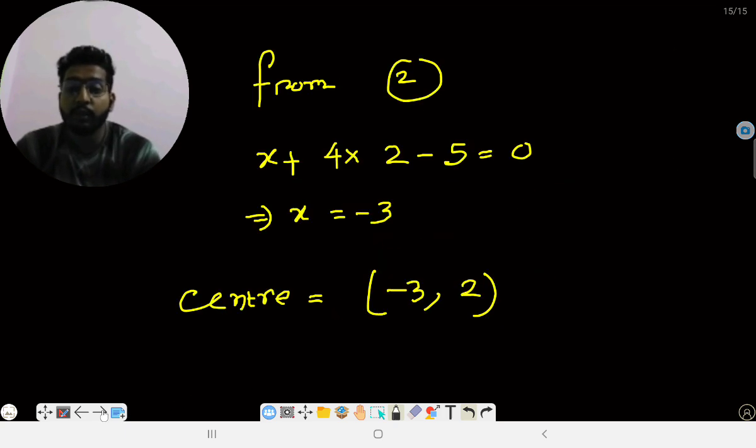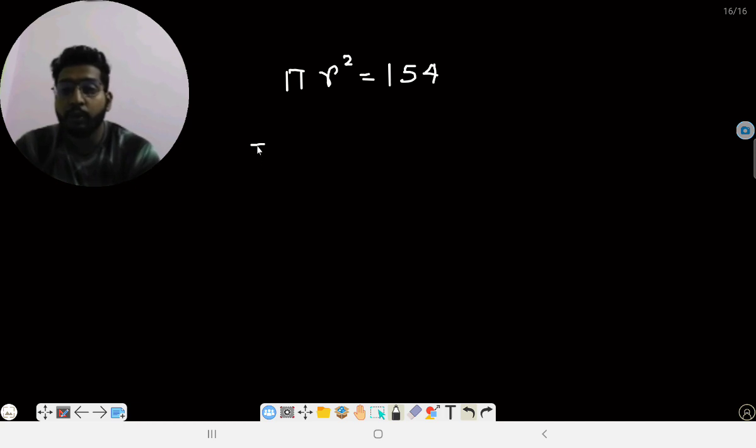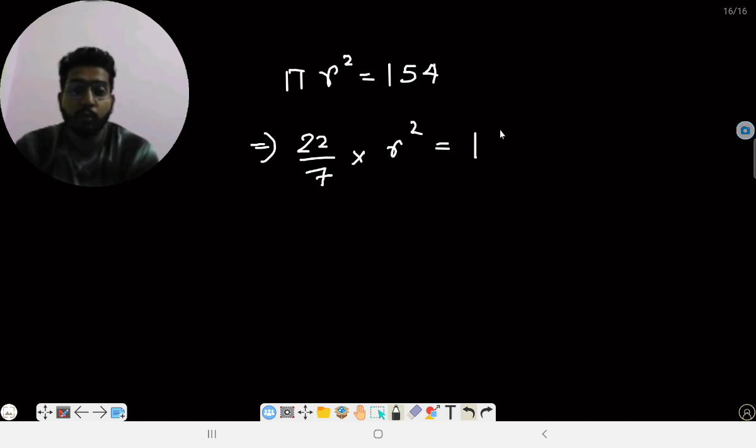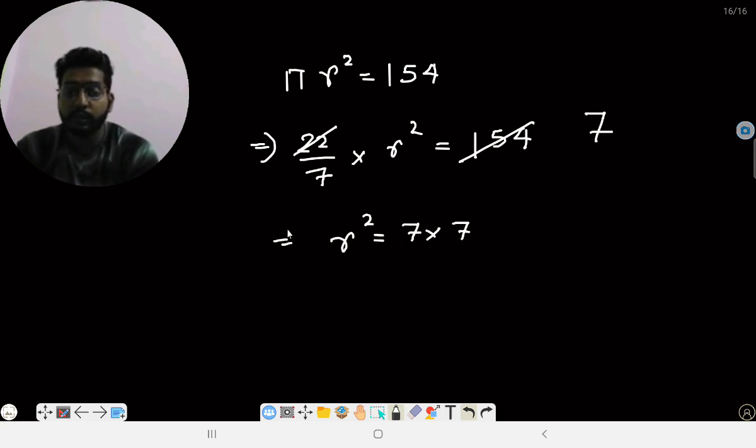So from here we can find the radius. Here it is given πr² equals 154, because the area is given as 154. Now using this equation we'll get the value of r, that means the radius. So 22/7 into r² equals 154. If I cancel this out, that will become 7. So r² equals 7 into 7.